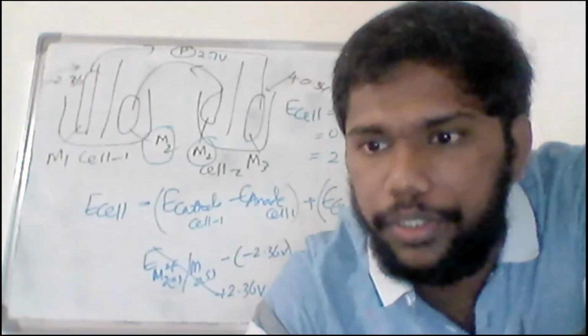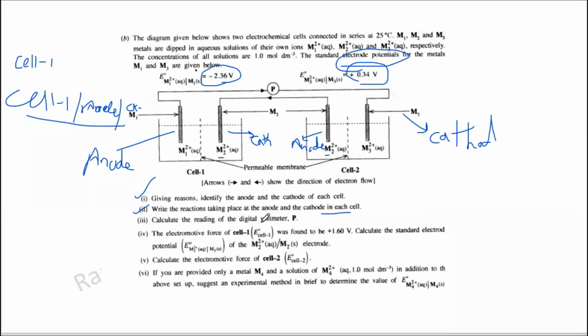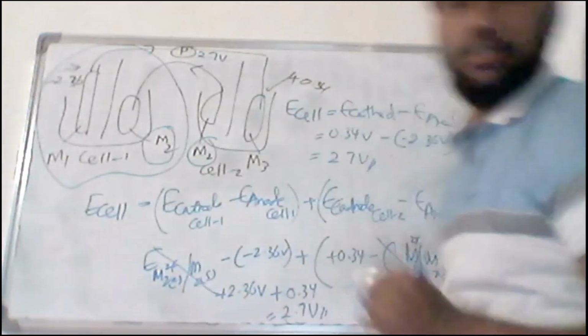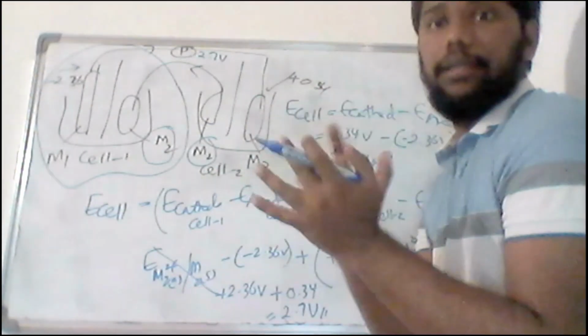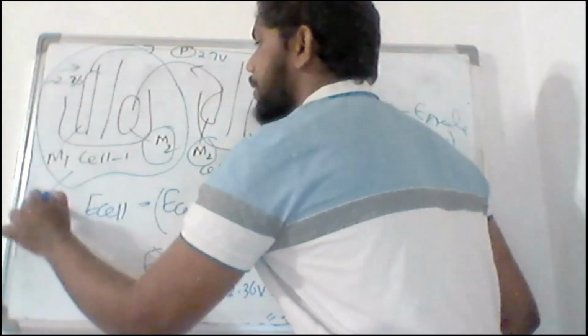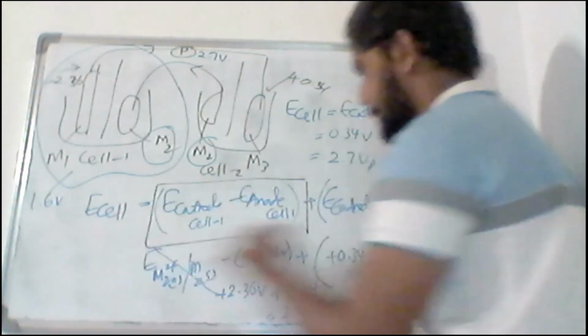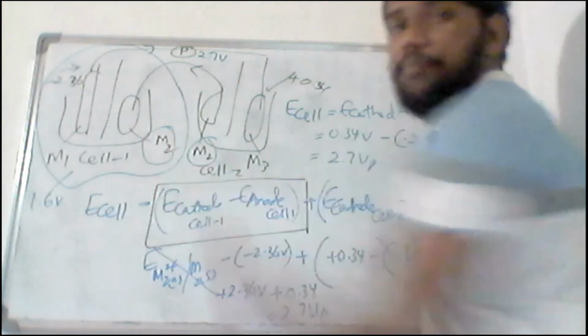I will share the screen to explain the rest of the things. So we found the digital voltmeter reading, and the electromotive force of cell 1 is found to be 1.6. So calculate the standard electrode potential of M2. What they have found here is the electrode potential of this individual cell 1, separately in an experiment, and it is 1.6 volt, which means now they have found this one and they are telling us to find this M2 reduction potential.